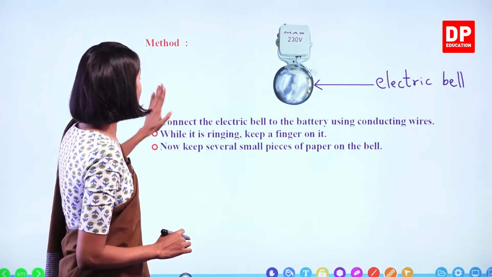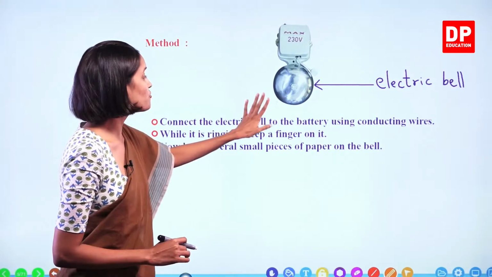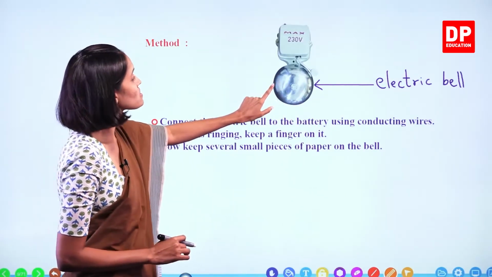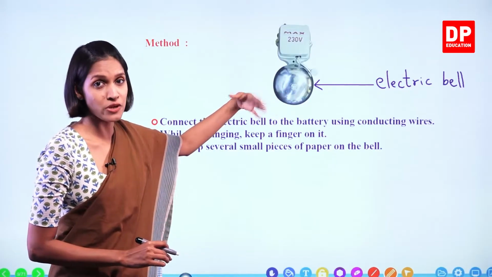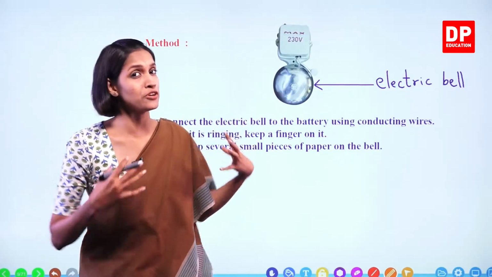And then while it is ringing, keep a finger on it. You have to slightly touch this metal part of the bell while it's ringing and check what you can feel.